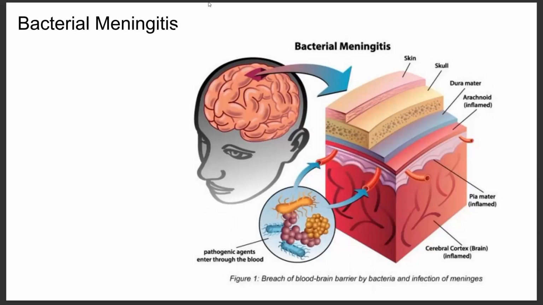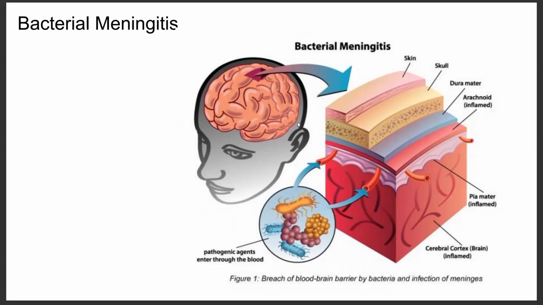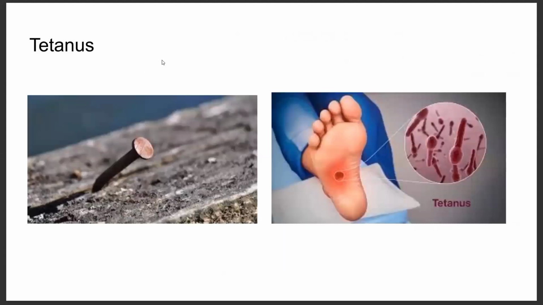Then skin. Then we have the skull, dura mater, arachnoid mater, and the blood vessels. You know the layers. After that, pathogenic agents enter through the blood. So who are the causal agents? Streptococcus pneumoniae, Haemophilus influenzae, Neisseria meningitidis. It's a bacterial disease.